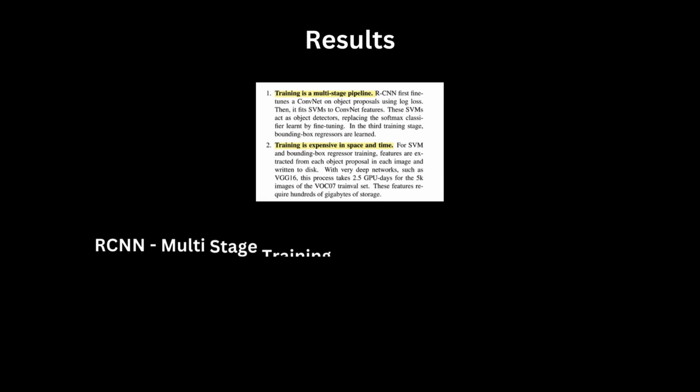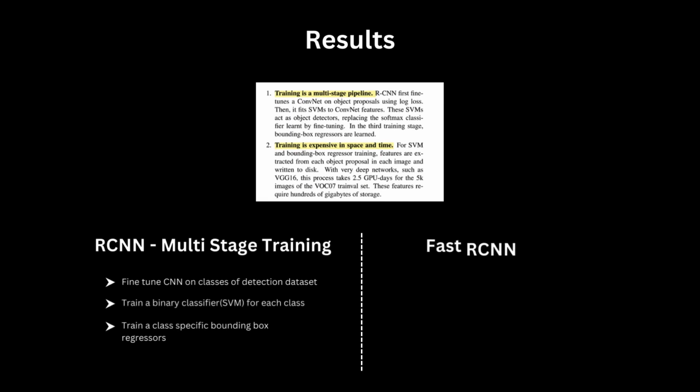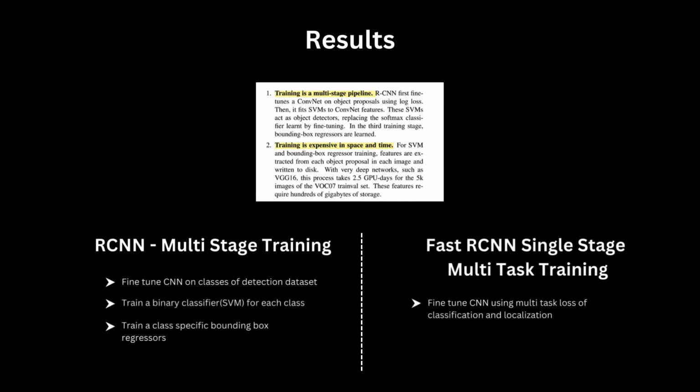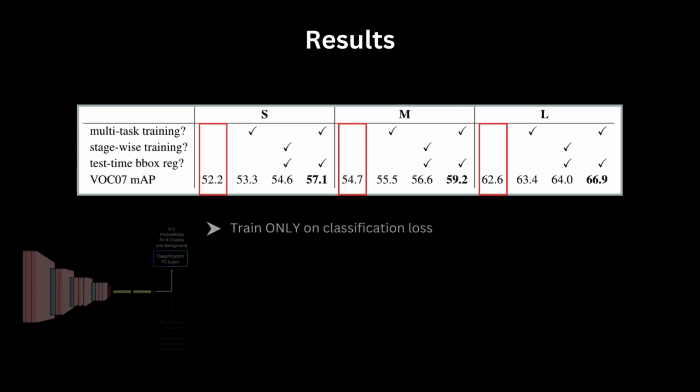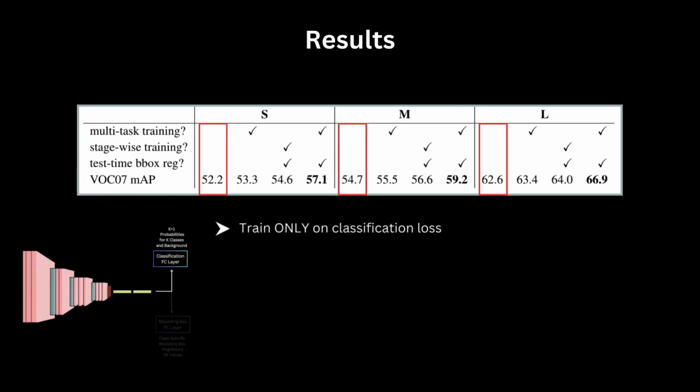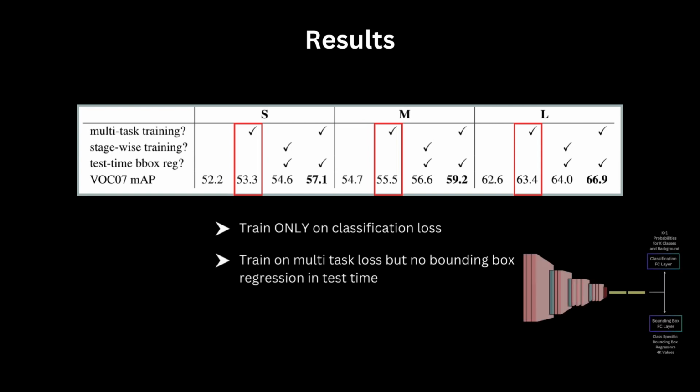Next, we look at the impact of transitioning from multi-stage training of RCNN to single-stage multitask training in Fast-RCNN. To understand the benefits that this change gives us, if any, the authors first train a Fast-RCNN model only on classification loss, and we get the MAP values which are within the red box here. They also train a model on multitask loss, but no bounding box regression at test time. So the localization loss is indeed used during training, but the regression is not applied at test time.